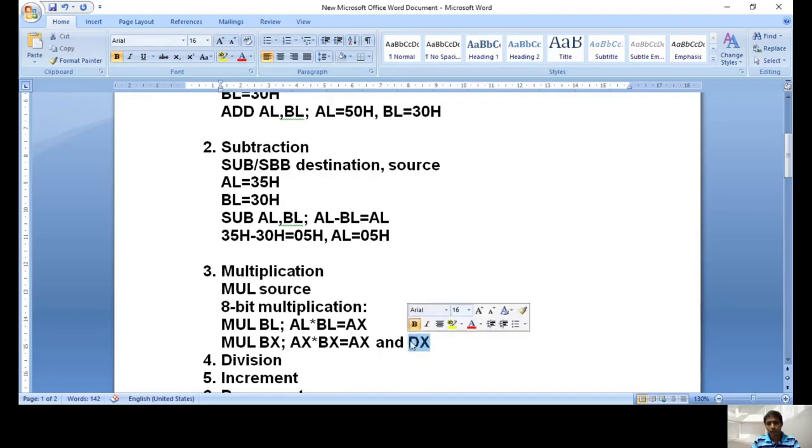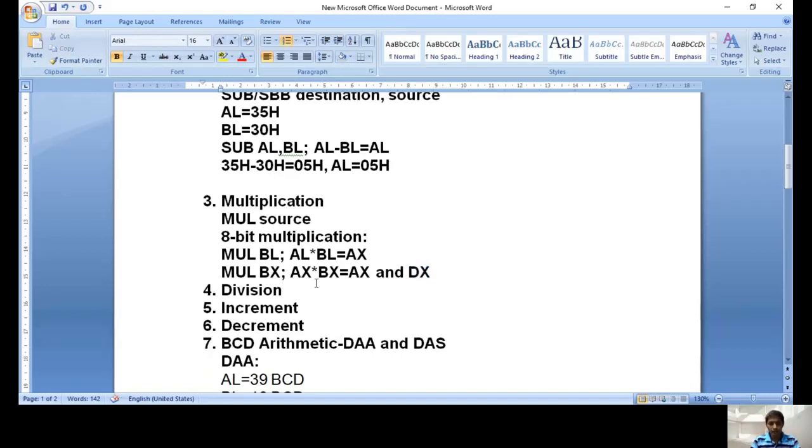For this DX register, I already mentioned it initially in the introduction part of register organization. So DX is another default register for 16-bit operation, but this DX will take the remaining part of the result only after initialization of DX. So before writing the MUL BX instruction, we should initialize DX with all zeros. Then only DX takes the remaining part of the result.